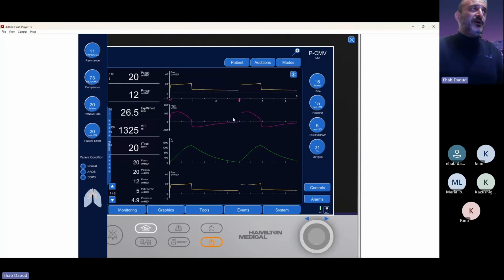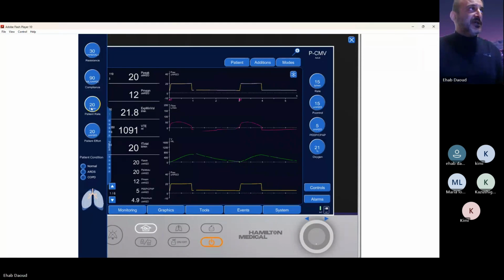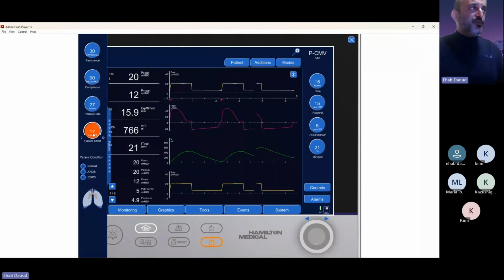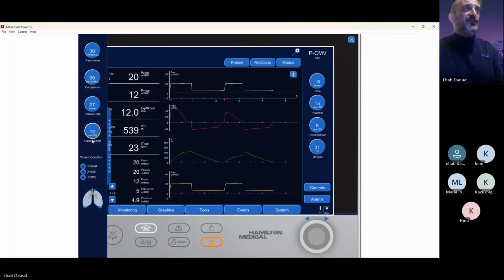I want to show you missed effort and delayed trigger. Again, most of the time it happens in COPD patients who have, of course, high resistance and high compliance. So I'm going to exaggerate a little bit here on the rate and everything. What I'm going to try to do is create auto PEEP so you can see the difference.